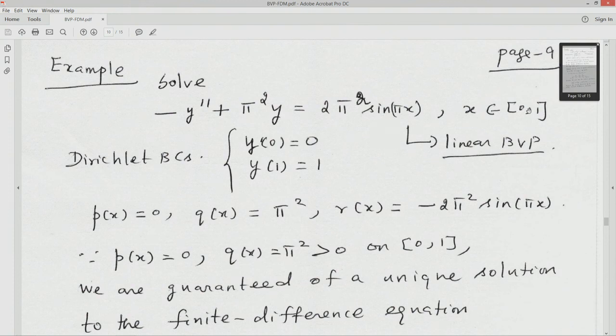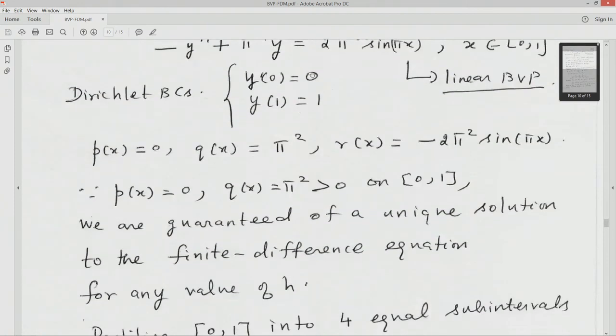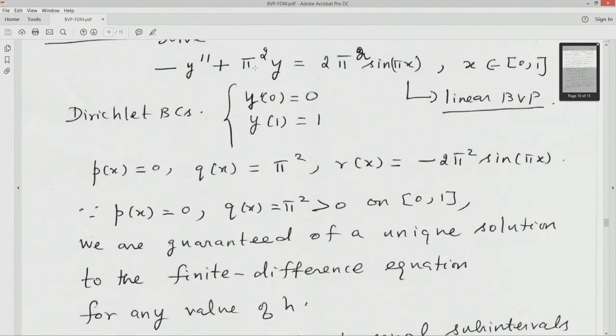in the interval 0 to 1, and there are Dirichlet boundary conditions which are specified at the end points 0 and 1 of this interval 0 to 1. So, y of 0 is 0 and y at 1 is 1. So, we observe that p of x is 0 and q of x is pi square, and r of x is 2 pi square into sin pi x with a negative sign.